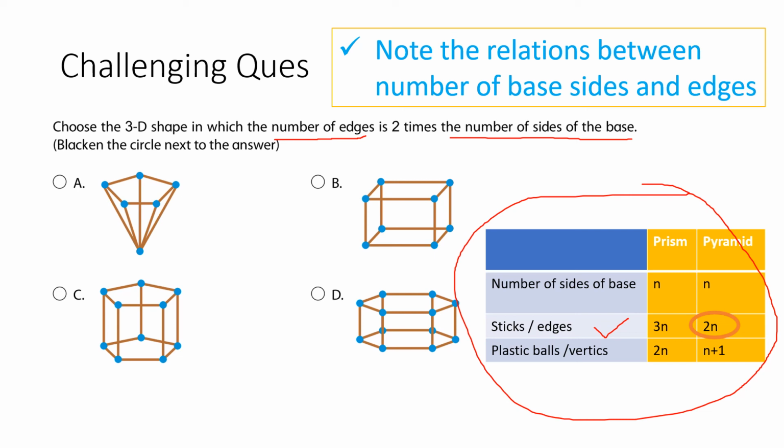You can see the number of sides of the base is n here, and the edges is 2n. So you look at the multiple choices, only A is a pyramid, all the others are prisms. So A will be the answer. Or of course you can count it one by one. It is also another way to solve the problem.